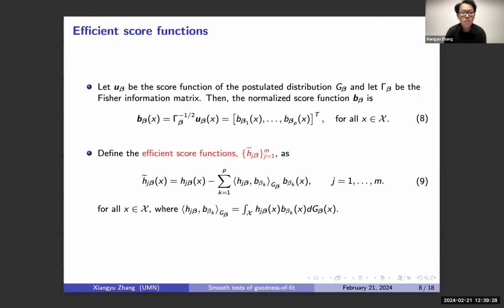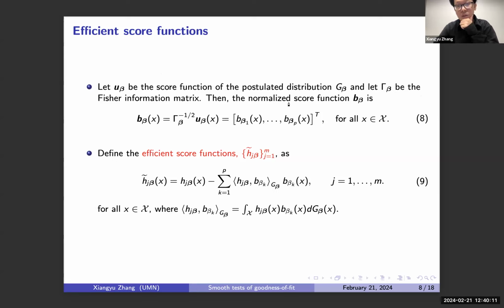To solve the problem of beta being unknown, we need a little bit of manipulation. You may think: why not just obtain an estimate of beta, maybe the MLE or a method of moments estimator, and plug it in? Is this fine, or do we meet some problems? The main idea is yes, this is a method, but we need to handle it a little bit. Here we let U beta be the score function of the postulated distribution J beta, the derivative of the log of the density with respect to beta. And gamma beta is the Fisher information matrix.